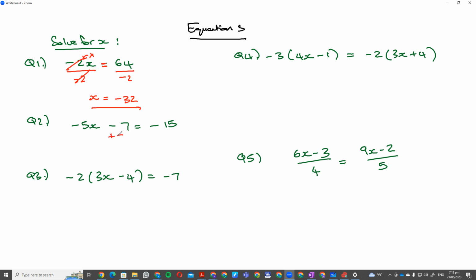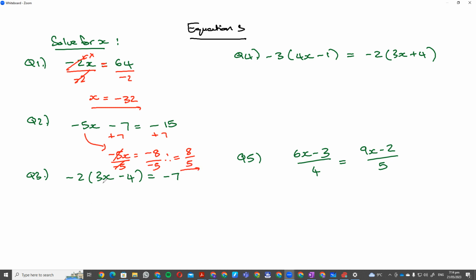So I'm going to plus 7 first on both sides. That simply gets brought down to negative 5x equals, and negative 15 plus 7 is negative 8. I then divide by whatever's in front of x, very similar to this one, on both sides, giving me x equals 8 over 5.